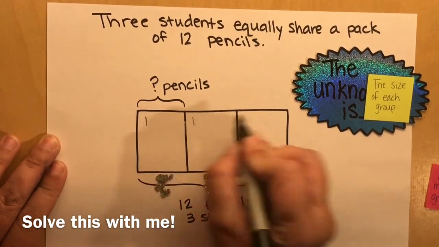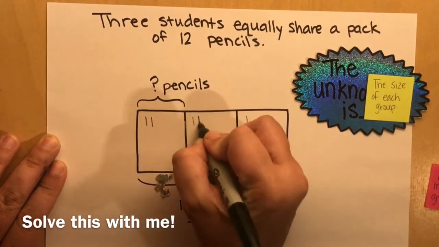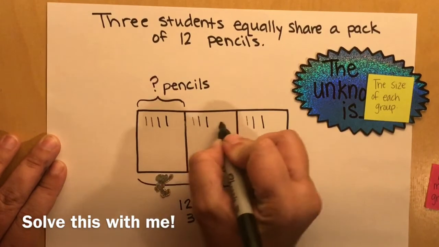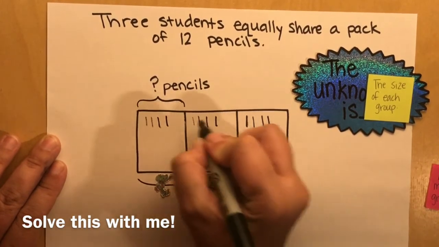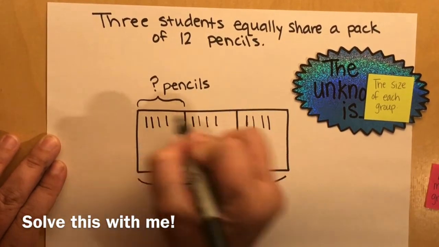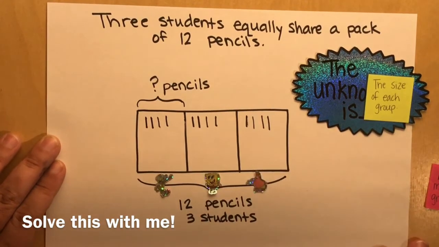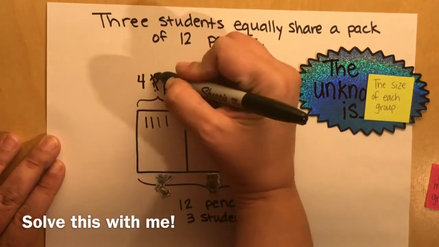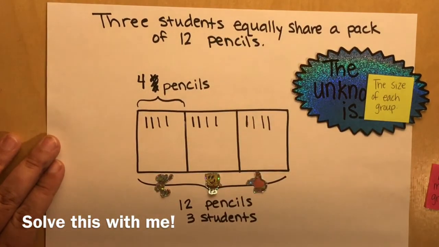So 1, 2, 3, 4, 5, 6, 7, 8, 9, 10, 11, 12. I'm going to make these a little bit darker because my marker was being a little dry. So now that I've passed out my pencils, now I know how much one student got. So here I've got, instead of question mark pencils, each student gets 4 pencils.